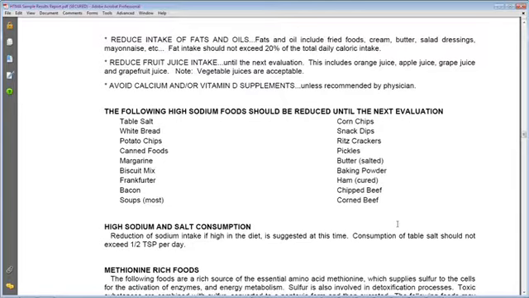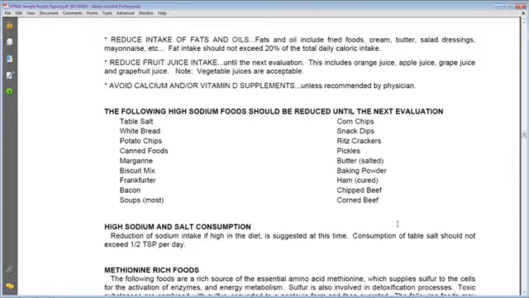Reduce fruit juice intake until the next evaluation. This includes orange juice, apple juice, grape juice, and grapefruit juice. Note, vegetable juices are acceptable. Avoid calcium and/or vitamin D supplements unless recommended by physician.